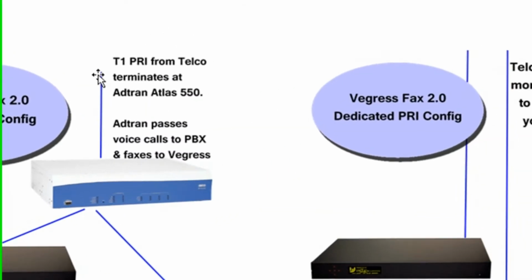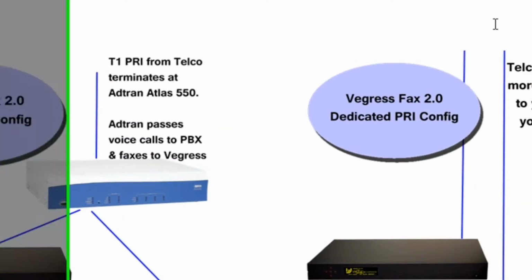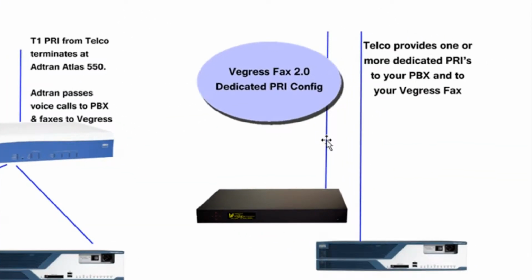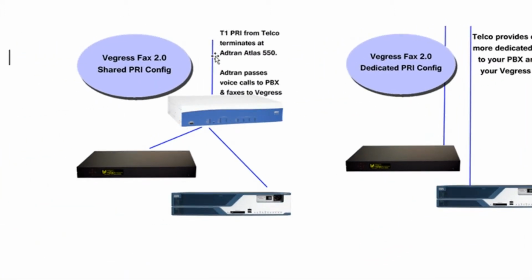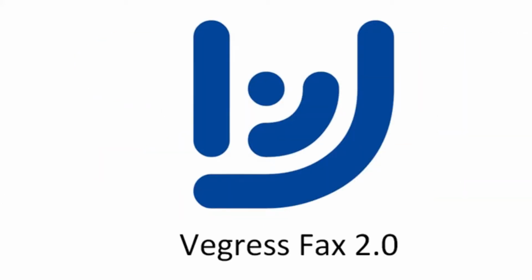to the desktop. In either of these configs, you can have a PRI dedicated directly to your Vegress Fax, and then one directly to your PBX, or in this instance you just have one TDM PRI coming into, for instance, an AdTran or AdLess 550 box, and then it would sniff the traffic and say, oh, that's a fax, I'm going to send it to the Vegress. Or if it's not a fax, it'll just pass it on to the PBX. So that's where it lives on the network.